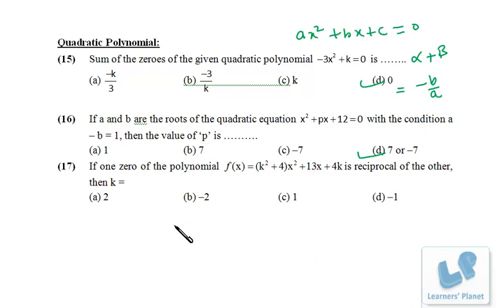Now let's take this question. If one zero of the polynomial is the reciprocal of the other, then we have to find the value of k. Now if one zero is alpha, the other will be what?